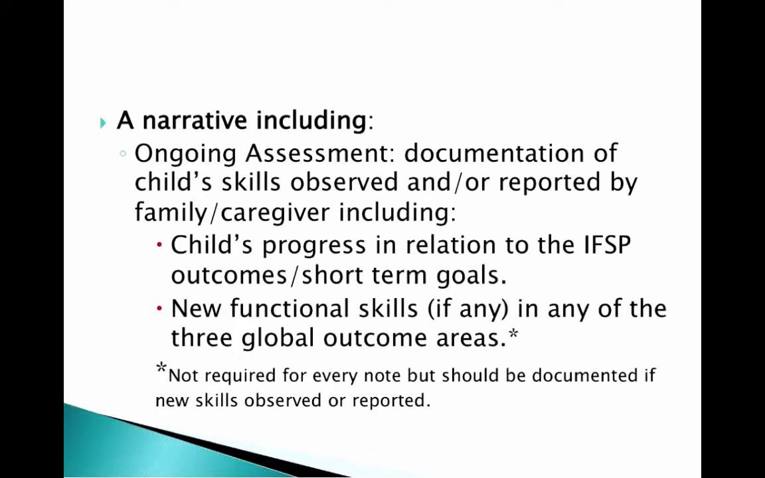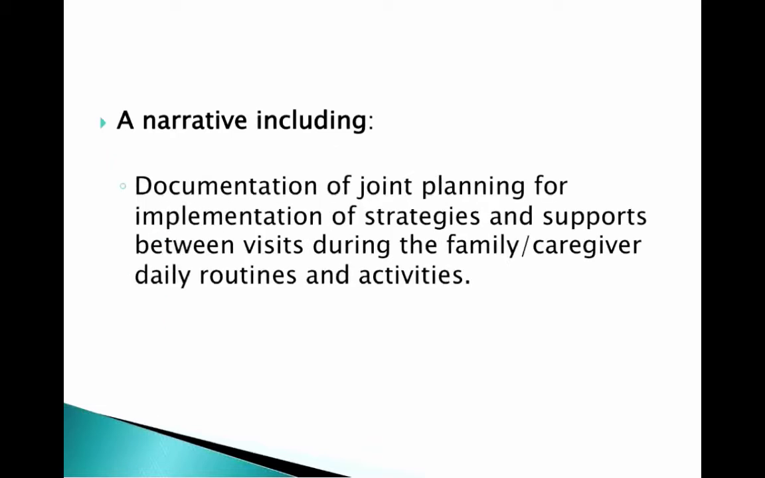Contact notes provide the foundation for ongoing assessment. Skills observed or reported by the family or caregiver should be included in the narrative. These can be skills related to progress on IFSP outcomes and short-term goals and/or new functional skills in any of the 3 global outcome areas. Documentation of functional skills in the 3 global outcome areas is not required for every note, but documentation should be included if new skills are observed or reported.